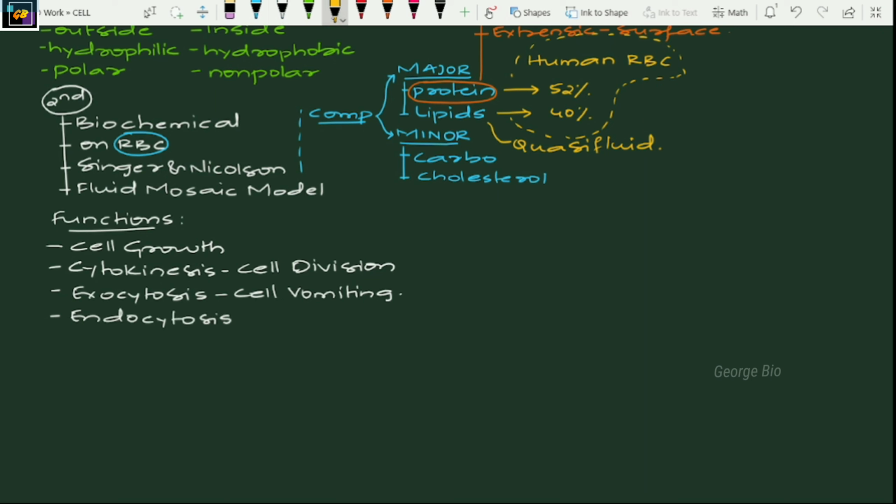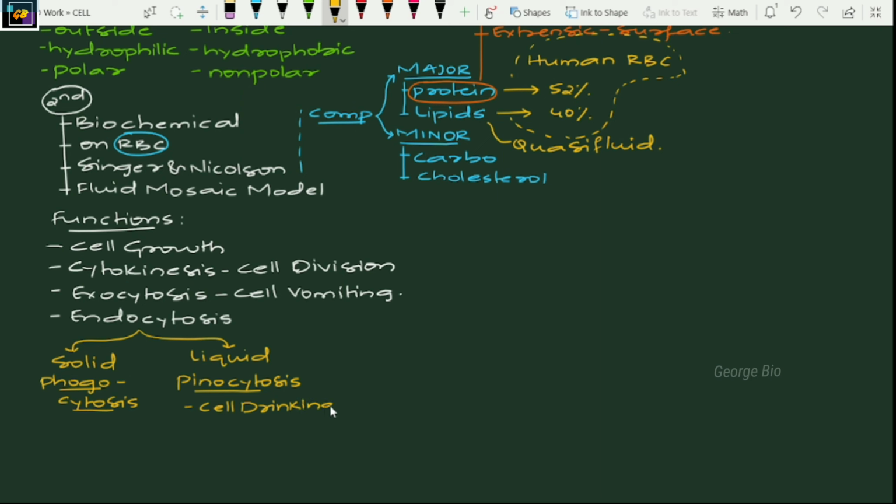Now this endocytosis is again of two types. If it is a solid, it is called phagocytosis. So what is phagocytosis? The intake of solid materials by the plasma membrane is called phagocytosis. If it is a liquid material, then that is called pinocytosis. And this we call the cell drinking process. And phagocytosis is called the cell eating process.